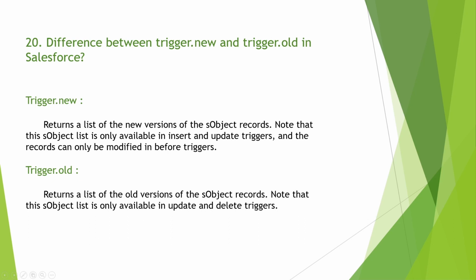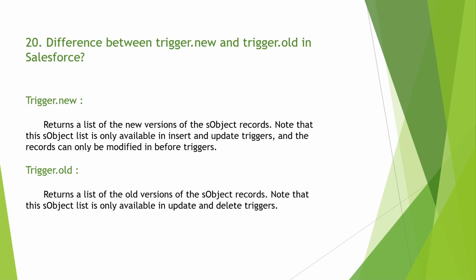Difference between trigger.new and trigger.old in Salesforce? Trigger.new returns a list of the new versions of the subject records. Note that this subject list is only available in insert and update triggers, and the records can only be modified in before triggers.